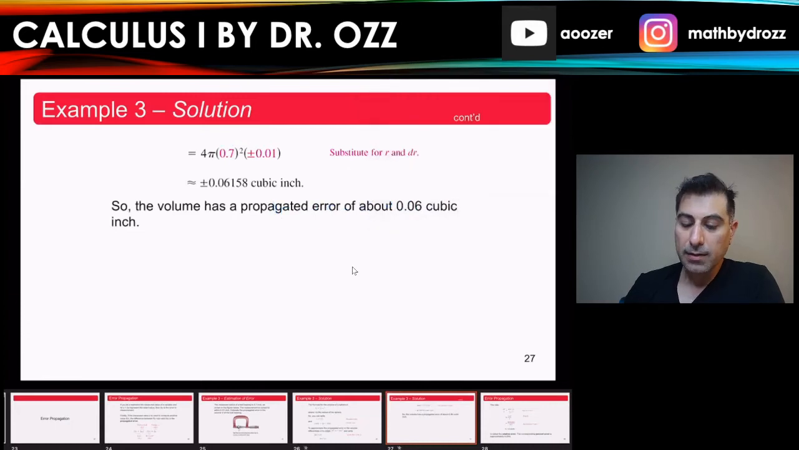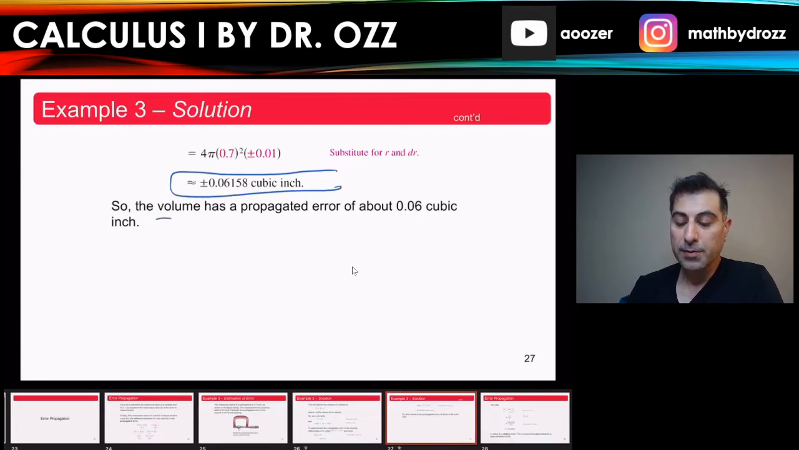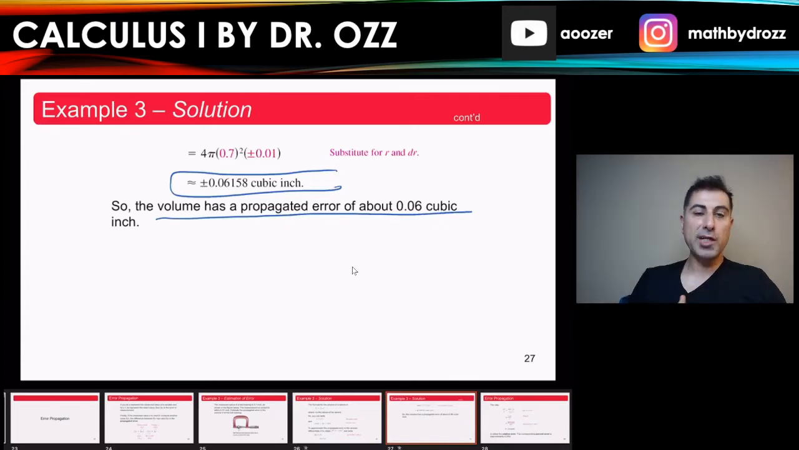If you do this calculation with your calculator, 4 pi times 0.7 squared times plus or minus 0.01 gives you this much error. So this tells us that the volume has a propagated error of 0.06 cubic inch. What is the meaning of that? How should we interpret this?